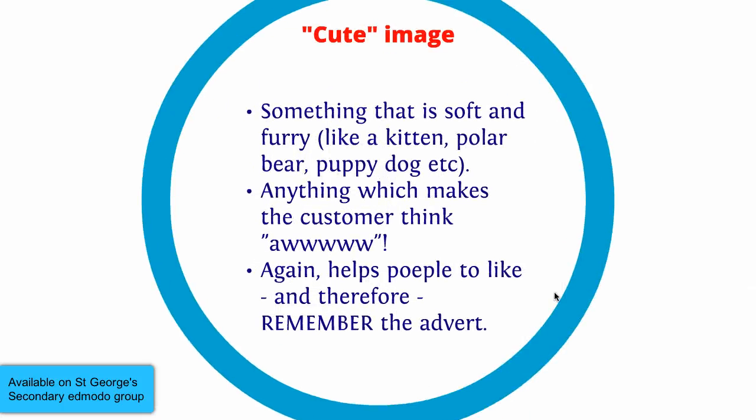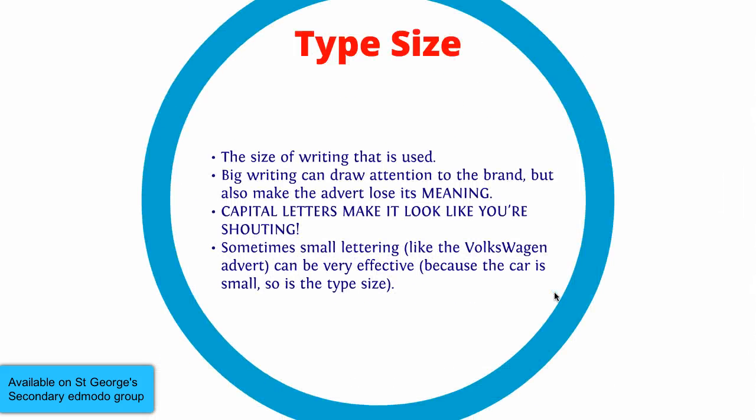A cute image, something that is soft and furry, like a kitten, a polar bear, or a puppy dog, something like that. Anything which makes the customer think, "Aww." And again, it helps people to like and therefore remember the advert. Think about things like adverts for toilet paper, for example. Not a very glamorous product, but they use cute little puppy dogs to advertise it. That sort of image sticks in your head.